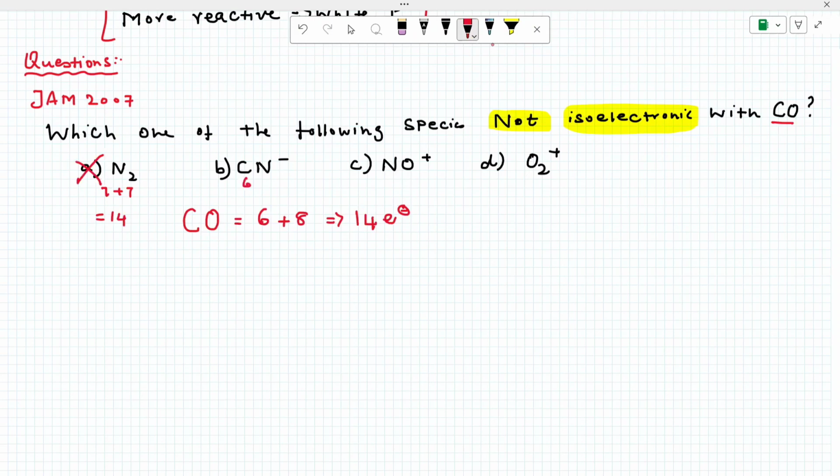Carbon 6, nitrogen 7, plus 1, above 14. Yes or no? This is nitrogen 7, this is oxygen 8. Listen: plus means minus, minus means plus. This is minus 1, so it is 14. In the case of oxygen 16, minus 1, the answer is 15, which is not isoelectronic. Option D is the correct answer.